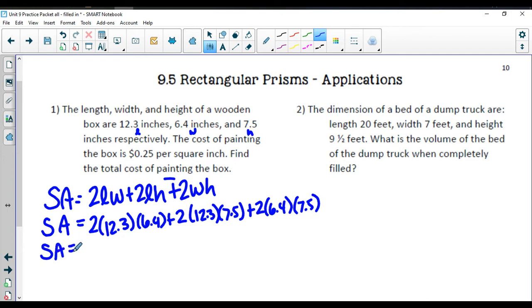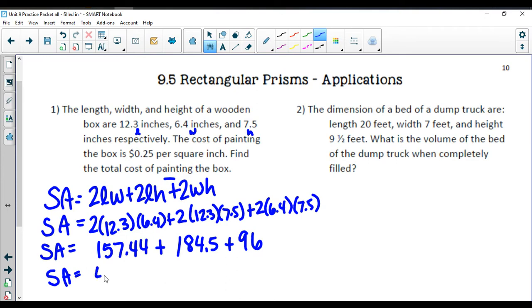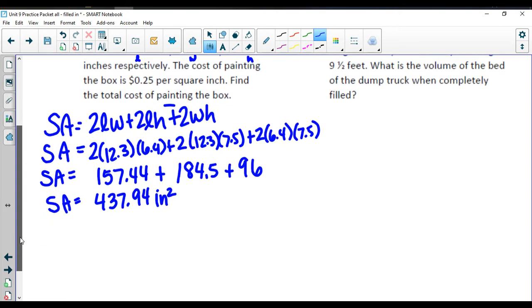Again, I'm going to keep all these pieces separate. So I have 2 times 12.3 times 6.4. That's going to give me 157.44. 2 times 12.3 times 7.5, which will give me 184.5. 2 times 6.4 times 7.5, which will give me 96. Adding these three parts together, I have 96 plus 184.5, that's going to give me a total of 437.94 square inches. So this is 25 cents per square inch.